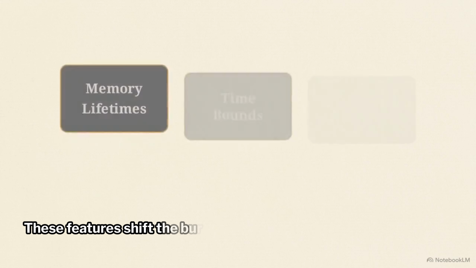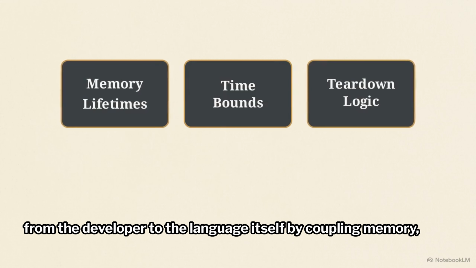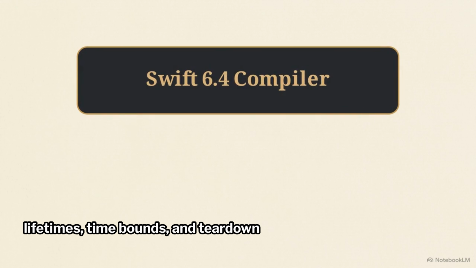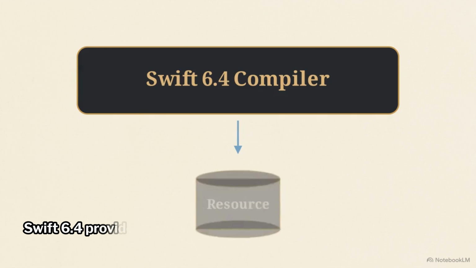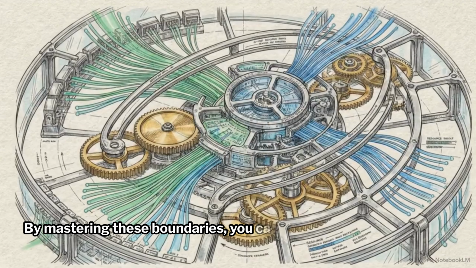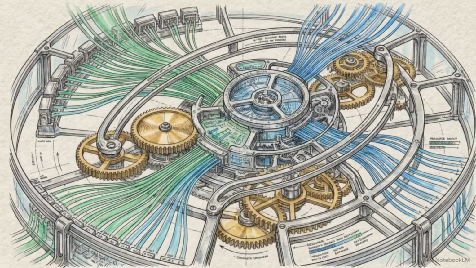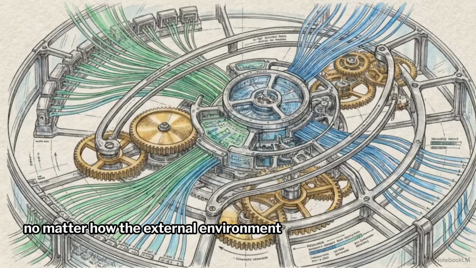These features shift the burden of safety from the developer to the language itself. By coupling memory lifetimes, time bounds, and teardown logic, Swift 6.4 provides a verifiable path for every resource your application touches. By mastering these boundaries, you can build high concurrency systems that remain stable and predictable, no matter how the external environment fluctuates.